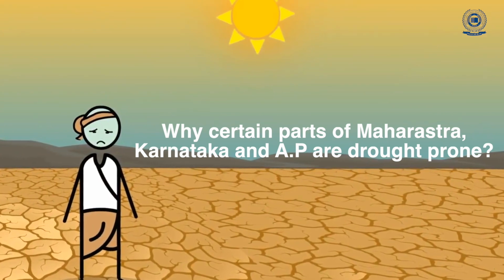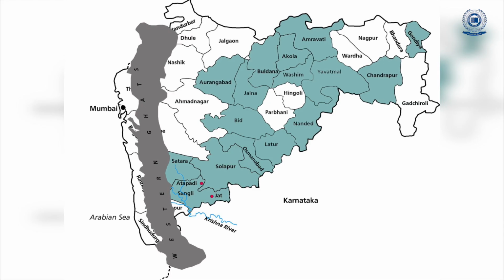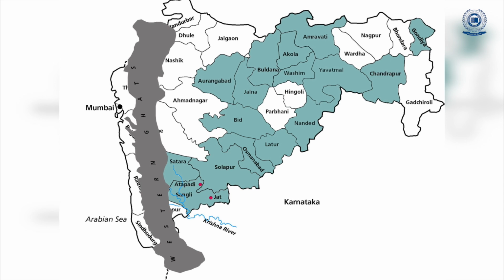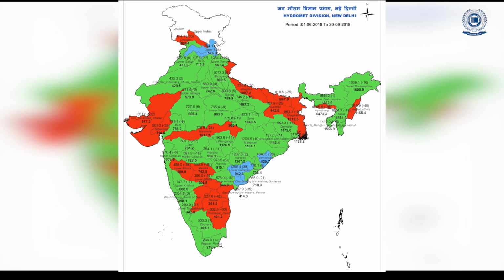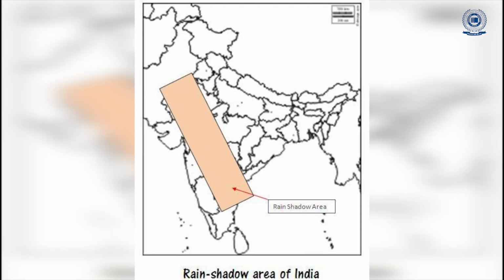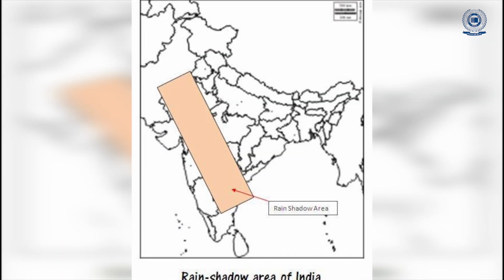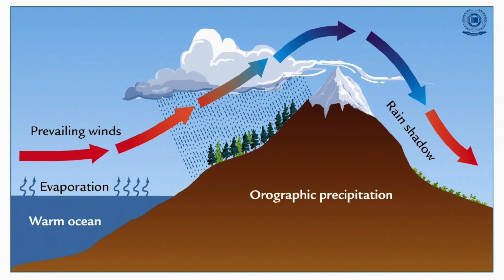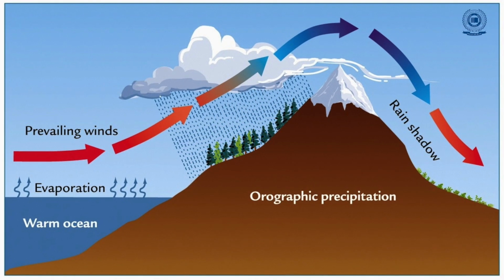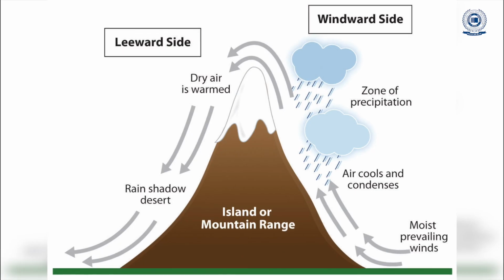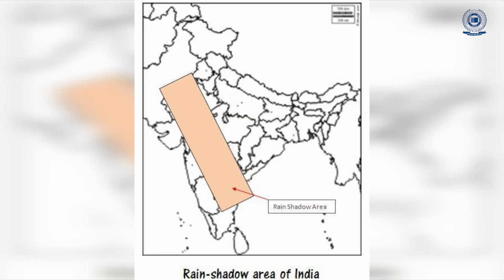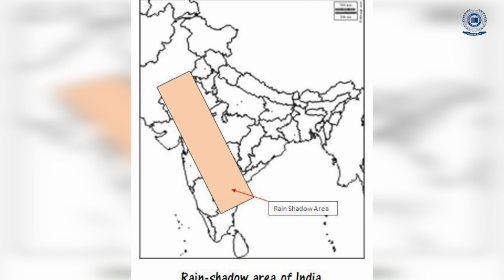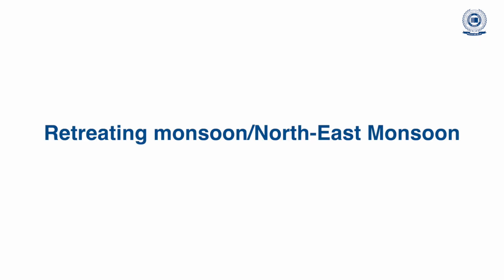Now you must be thinking why certain parts of Maharashtra, Karnataka and Andhra Pradesh are drought-prone areas, whereas other southern India receives good amount of monsoon. The reason for this is the Western Ghats, which is a continuous range of mountains which has no gaps. Thus, monsoon winds cannot cross it. Thus, the leeward side of the Western Ghats receives no or very little rainfall.